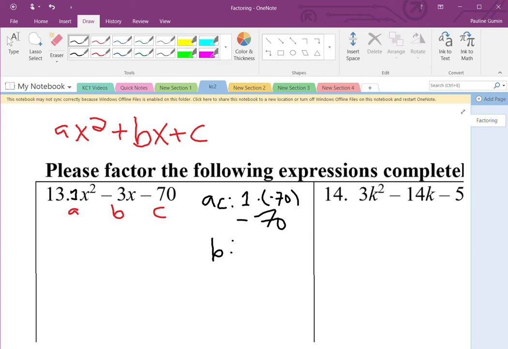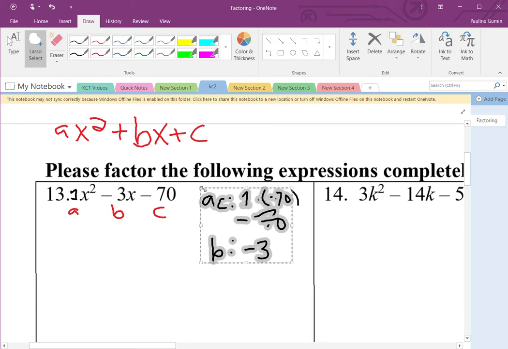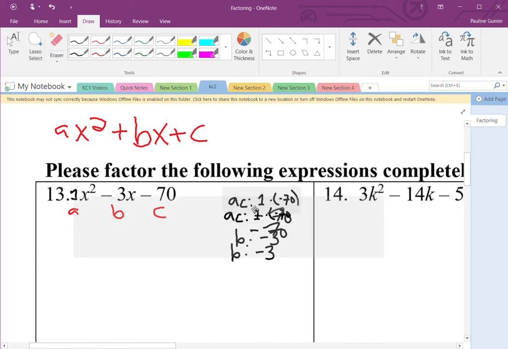Next, I want to write down what my B is. B is negative 3. Once I've done that, I have to think of two numbers that multiply to form negative 70 and add up to form negative 3.